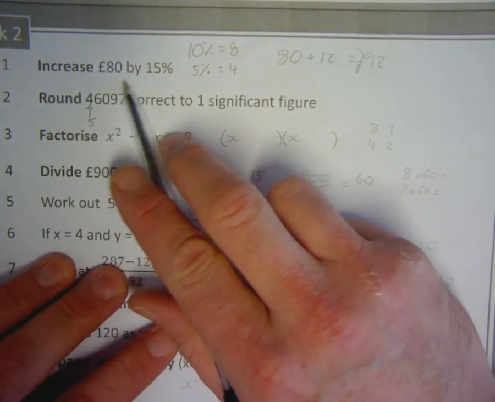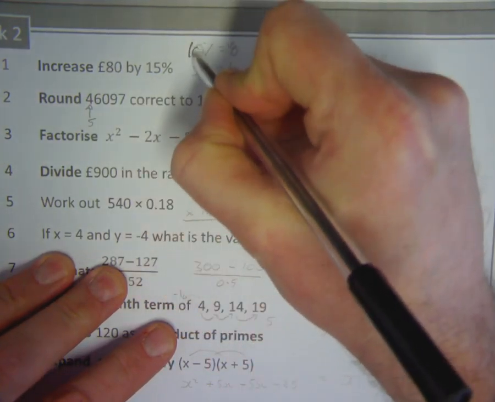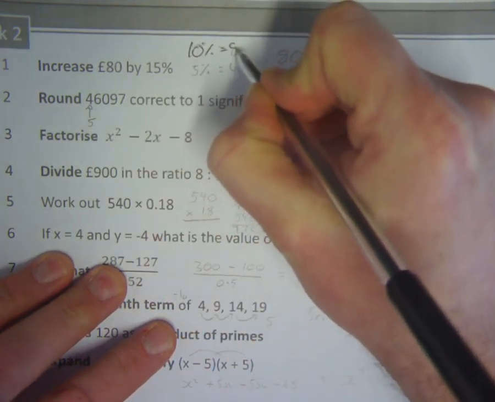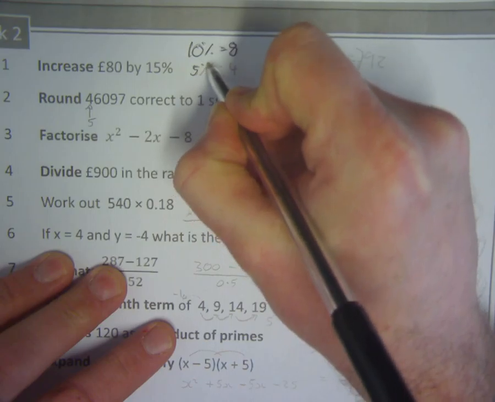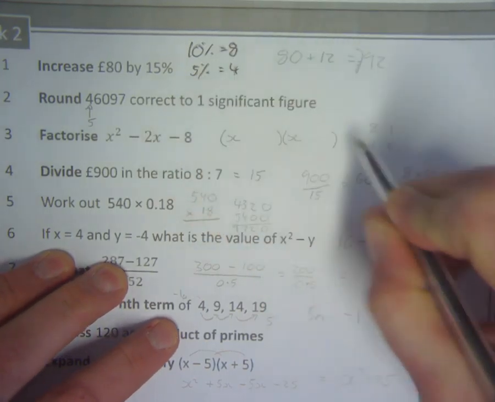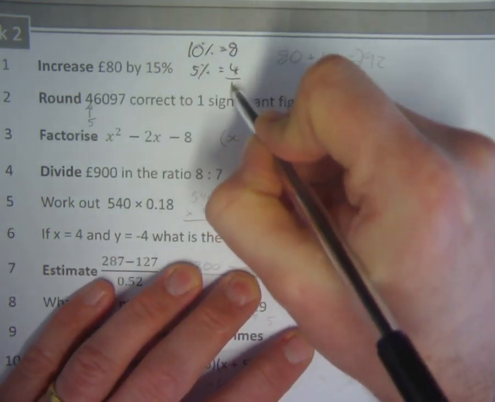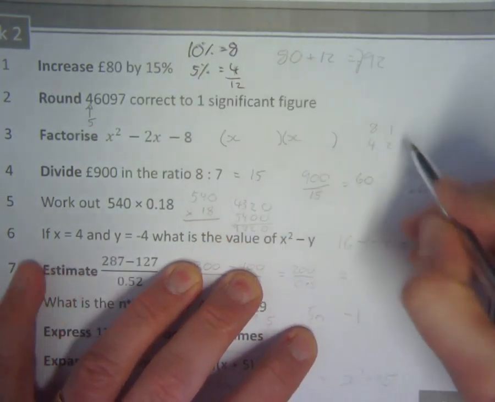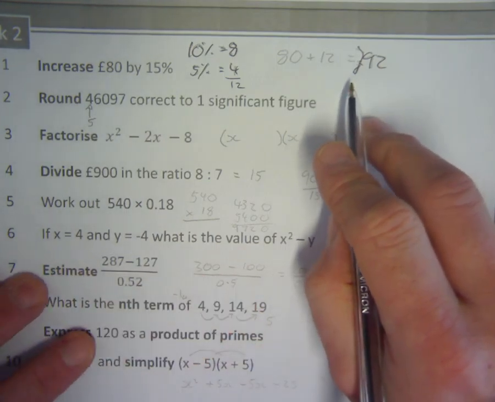Increase £80 by 15%. 10% is £8, 5% is £4, so I'm actually adding on £12. 80 plus £12, definitely £92. That's not the only way of doing that question, but it's quite a quick one.